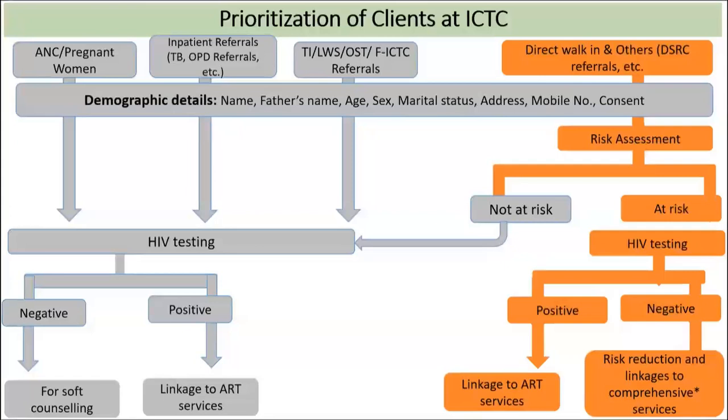So that means we have to do risk assessment for them, as Rajiv has explained in the earlier slides. Those who are not at risk, if you still find that they are not at risk, then we will follow the normal algorithm. And those who are found to be at risk, we will do the HIV testing. Then same. If they are found to be positive, they will be linked to the services. And if they are negative, then there are techniques for risk reduction and linkages to the comprehensive services.